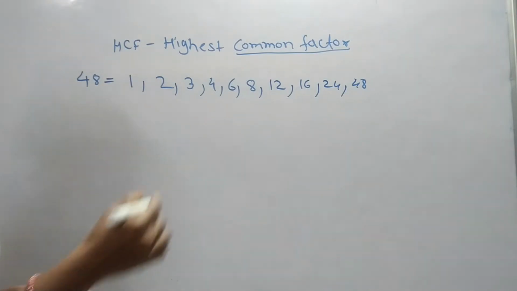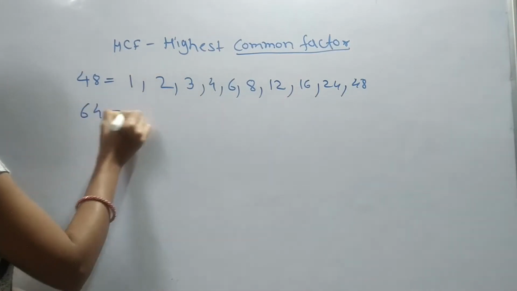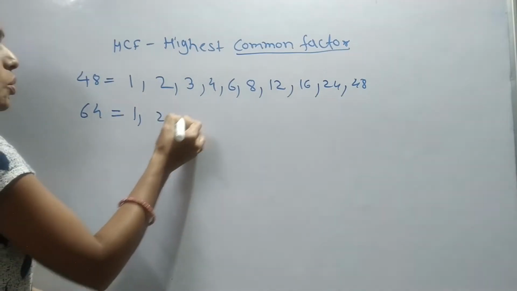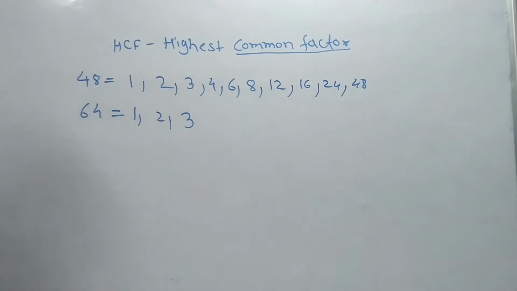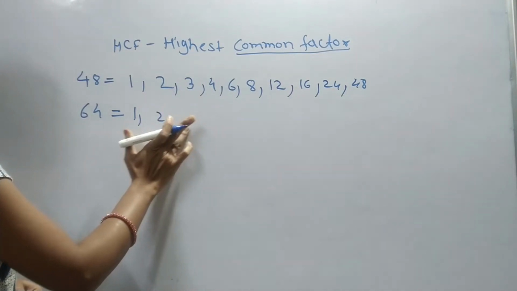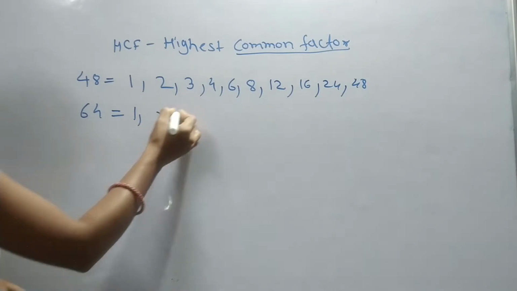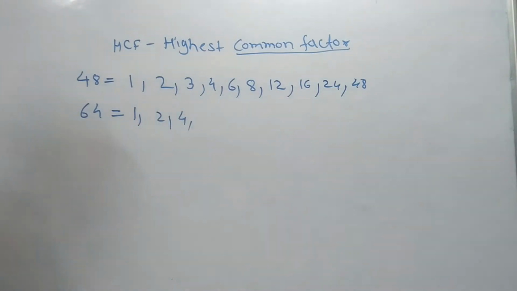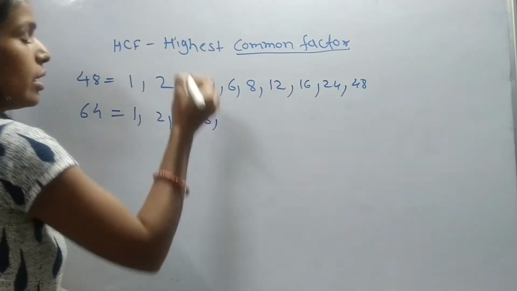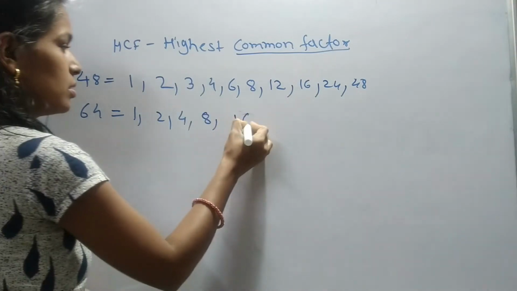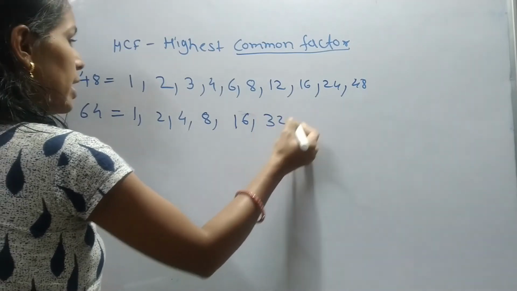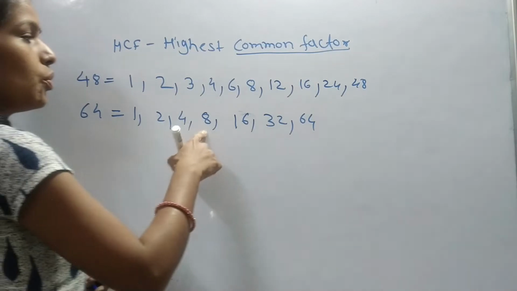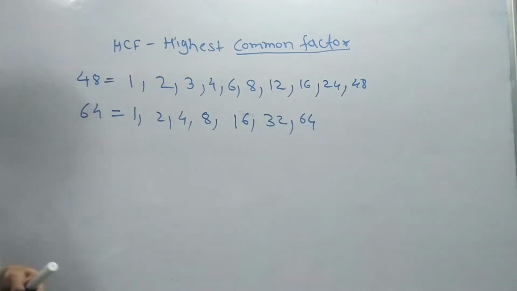So these are the factors of 48. Now let's write the factors of 64. What are the factors of 64? The factors of 64 are 1, 2, and 3 is not a factor of 64. So 1, 2, 4. Then 6 is not a factor. Then 8. After 8, 16. Then 32 and 64. These are the factors of 64: 1, 2, 4, 8, 16, 32 and 64.